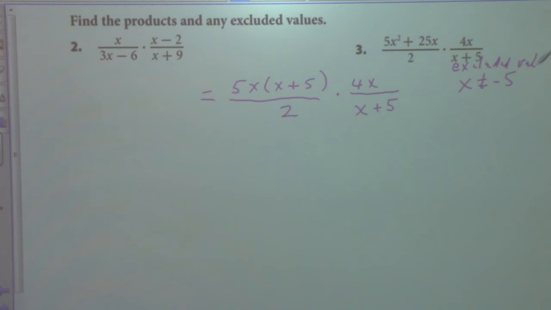And then I went ahead and canceled both of the x plus 5. They cancel each other. And then I multiplied 5 times 4, which is 20x squared over 2. And that got me 10x squared. Does that look right? I think that's right. You have to put your excluded value next to it. That's our excluded value.